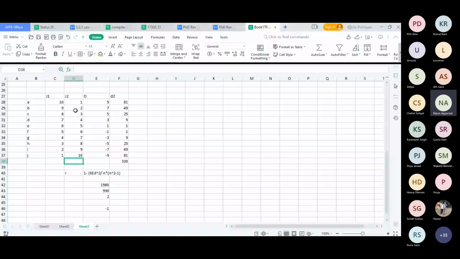But the condition here is that the data must be in rank form. The condition of Spearman's rank correlation is that the data must be in the form of ranks, otherwise we cannot proceed. We have to first convert our interval or ratio data into ordinal data, and then we can proceed with the calculation of the Spearman's rank correlation.